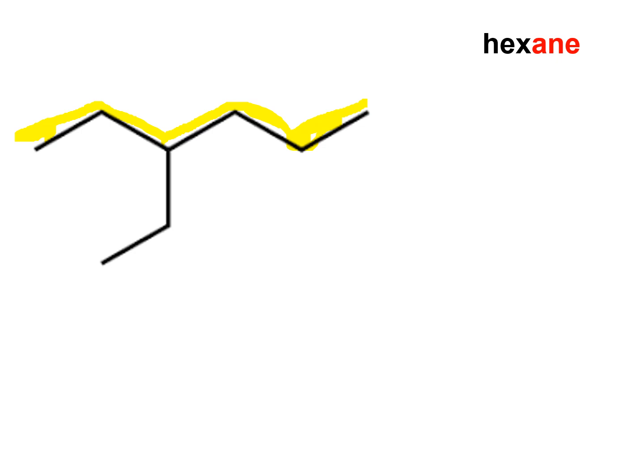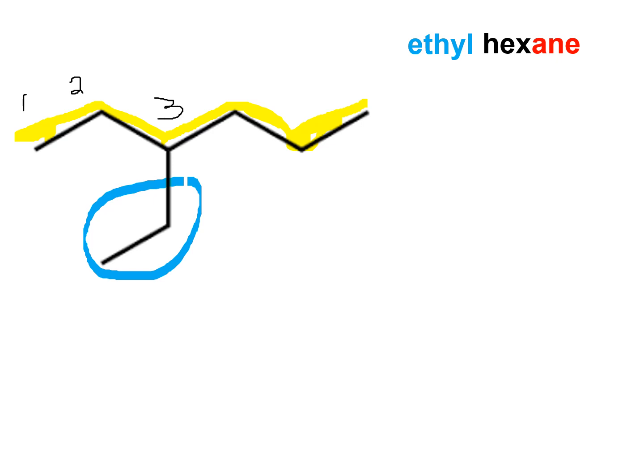Now I'm going to have a look at the branch. The branch has 2 atoms of carbon, so it's ethyl. And then I need to give the position, so I'm going to number starting from the left, because this way the branch happens to be in 3. If I start from the right, the branch will be in 4, and I want the smallest number. And that's the name.